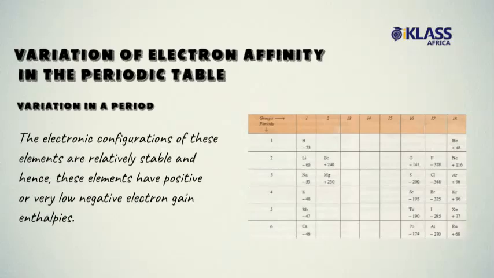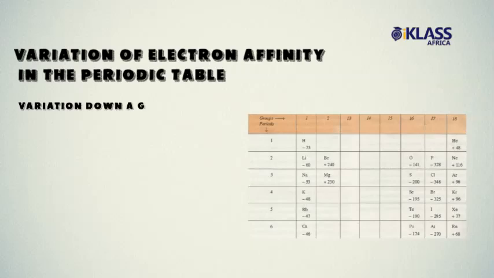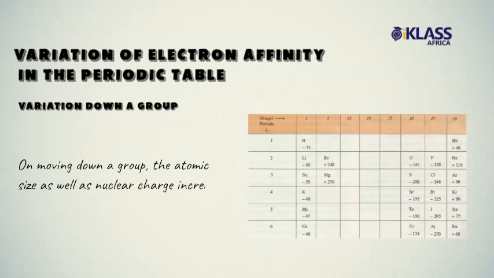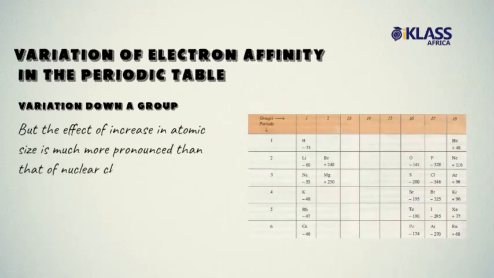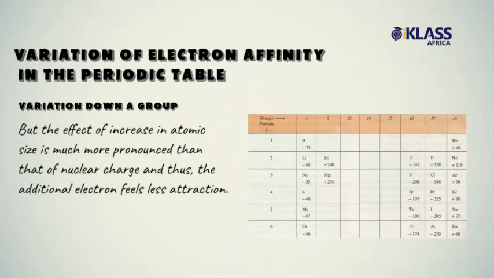On moving down a group, the atomic size as well as nuclear charge increases. But the effect of increase in atomic size is much more pronounced than that of nuclear charge, and thus, the additional electron feels less attraction. Consequently, electron affinity becomes less negative on going down the group.